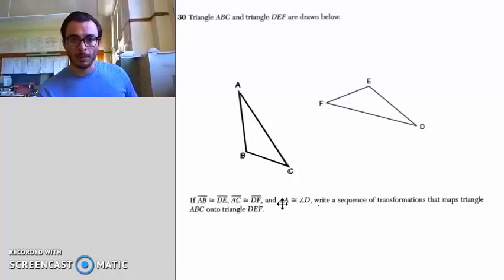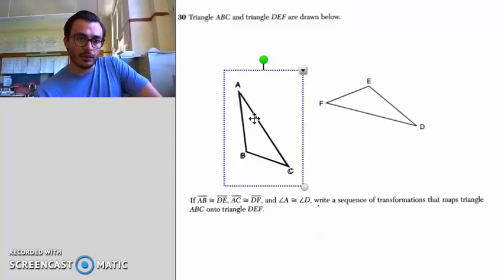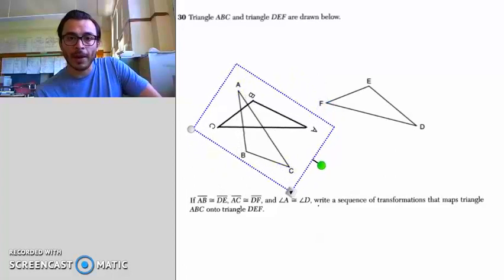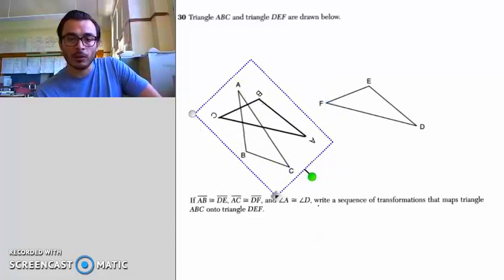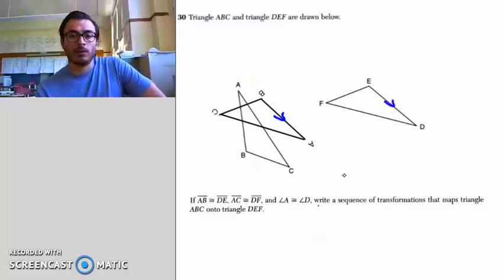Okay, number 30 says triangle ABC and triangle DEF are drawn. If blah, blah, blah, write a sequence of transformations that maps triangle ABC onto triangle DEF. So we want to map triangle ABC onto triangle DEF. Let's visualize this. How can that happen? One thing I can do is rotate this triangle until AB is parallel to DE. So you see what I'm doing there? I'm rotating this until AB is parallel to DE.